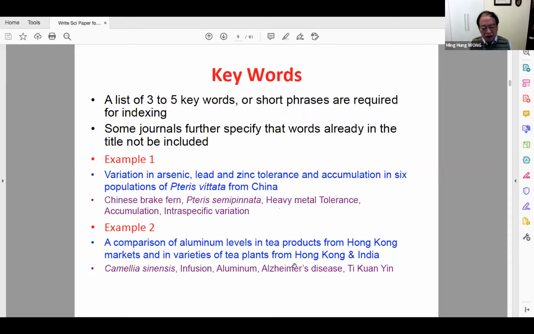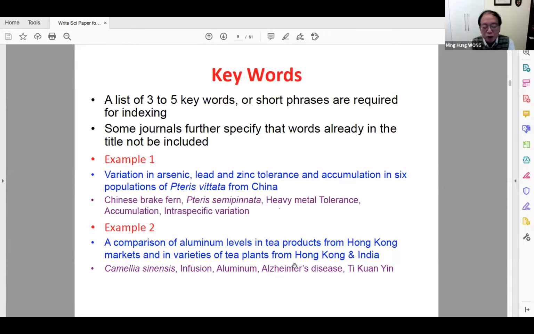Okay, so the first one, variation in arsenic, lead and zinc tolerance and accumulation in 6 populations of Pteris fatata from China. Now, this particular fern is an arsenic hyperaccumulator. So in your keywords, you try to avoid those words which are already there in the title. So Chinese brick fern is an English common name. Pteris semipinnata, because it's another species in the same genus we want to compare. Heavy metal tolerance, accumulation, and then intra-specific variation, because you're trying to compare the 2 species.